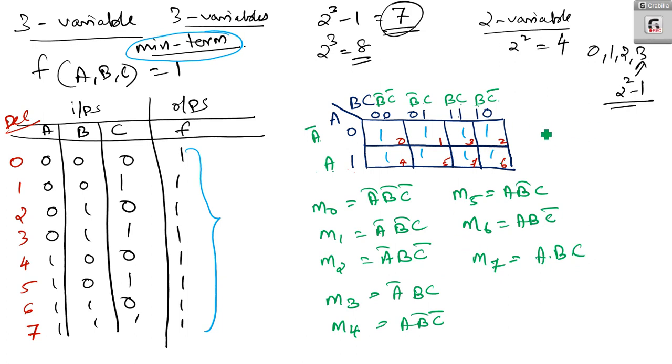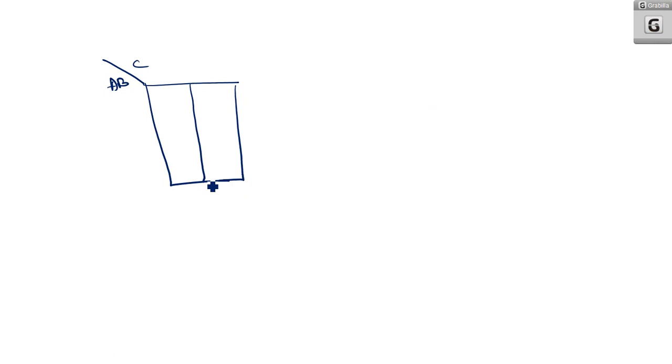So this is one form of representation of a three variable K-map. Now another form is I can keep two variables on one side and one variable on the other side. So I can keep A B on one side and C on the other side. For C, I have only two columns, so here I can have four columns: 0 0, 0 1, 1 1, and 1 0.